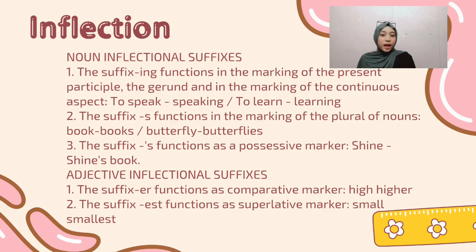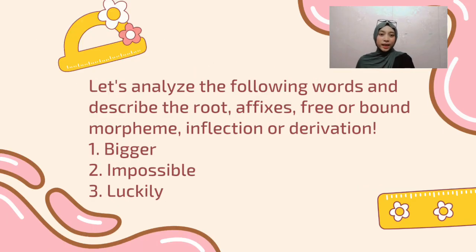The third, adjectives as inflectional suffixes. The suffix er functions as a comparative marker. For example, high to higher. The suffix est functions as a superlative marker. For example, small to smallest. Let's analyze the following words and describe the root, affix, free or bound morpheme, inflection or derivation.